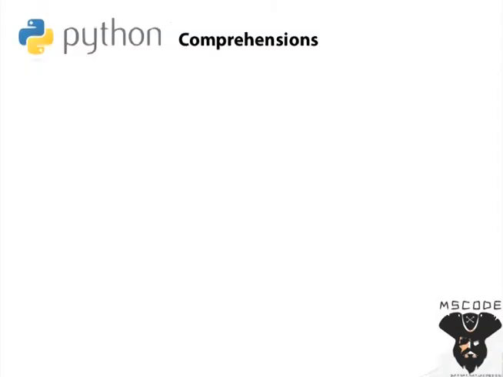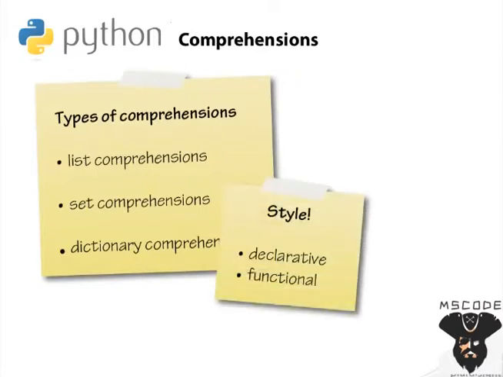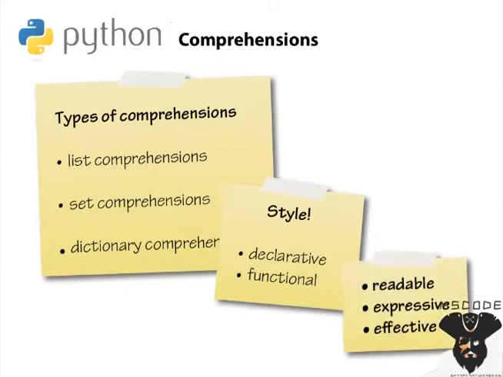Comprehensions in Python are a concise syntax for describing lists, sets, or dictionaries in a declarative or functional style. This shorthand is readable and expressive, meaning that comprehensions are very effective at communicating intent to human readers. Some comprehensions almost read like natural language, making them nicely self-documenting.